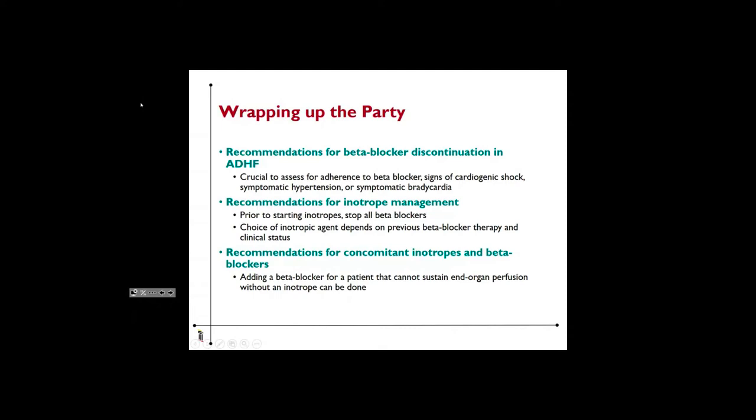And then recommendations for inotropic management. Prior to starting any inotropes, we should stop beta blockers. The choice of the actual inotropic agent that's used really depends on some of the previous beta blocker therapy that they've had and any clinical status that's relevant. And then lastly, recommendations for concomitant inotropes and beta blockers. Adding a beta blocker for a patient that cannot sustain end organ perfusion without an inotrope can be done, but it is a very difficult process and it requires a lot of observation and making sure the patient can tolerate all these things.